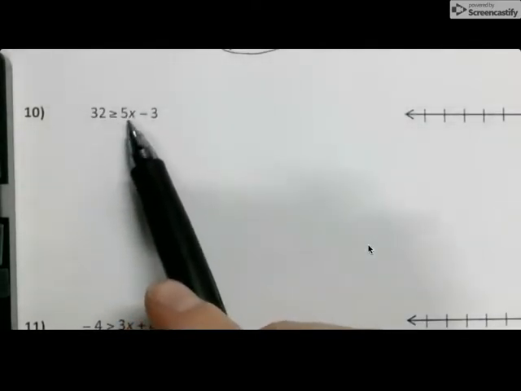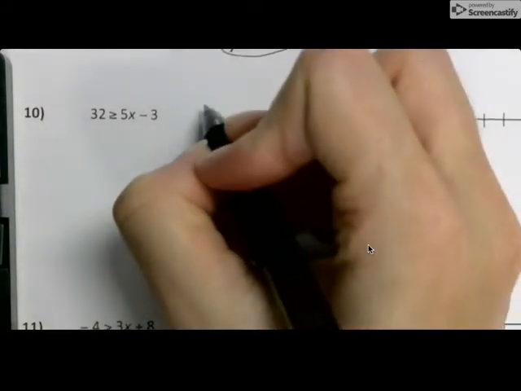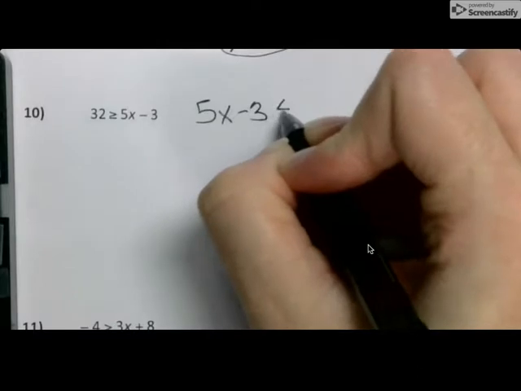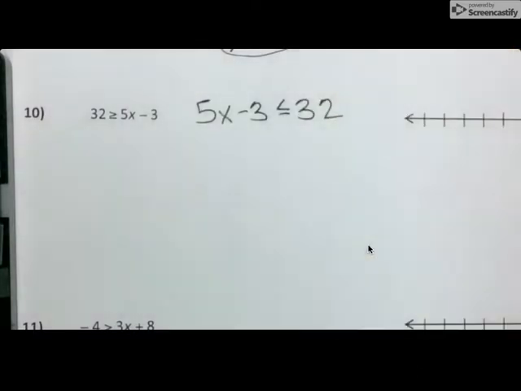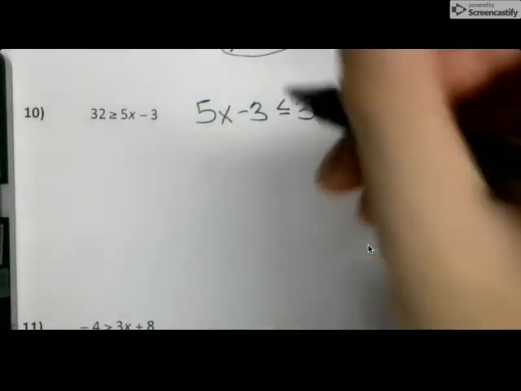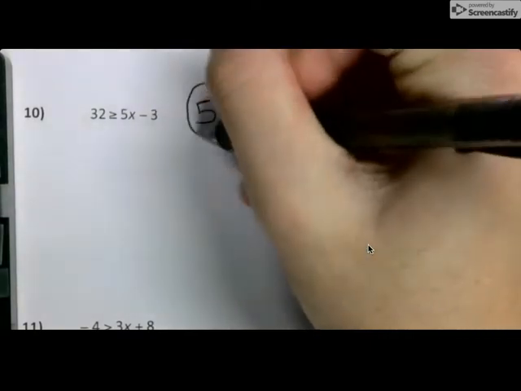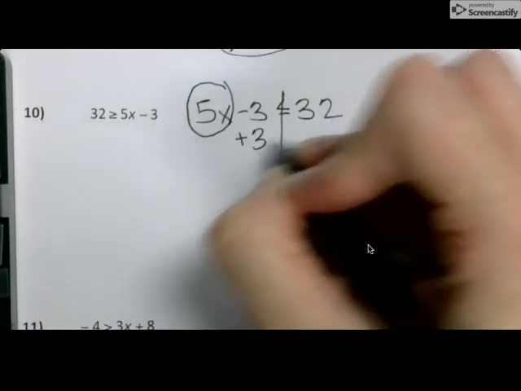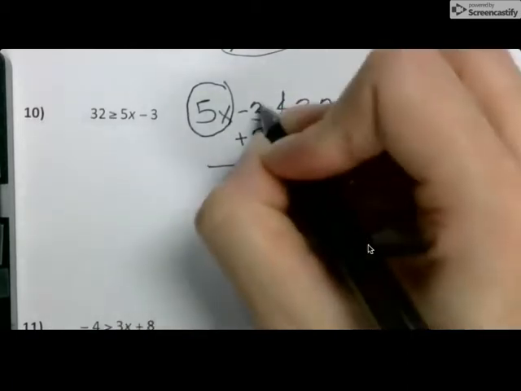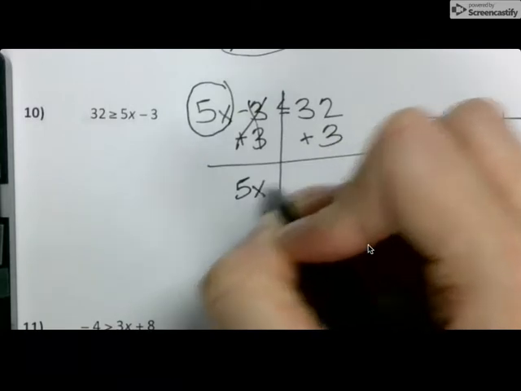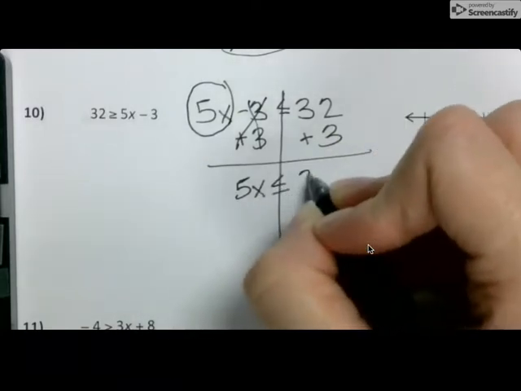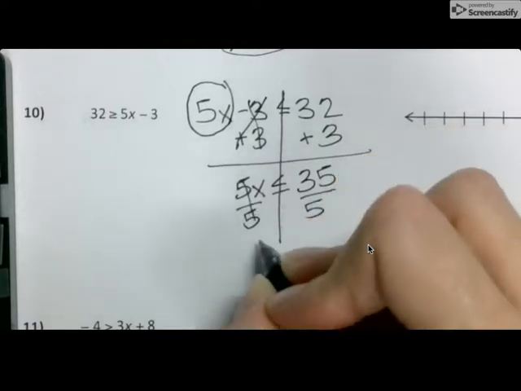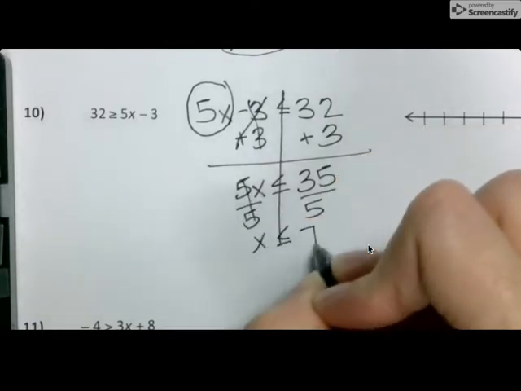32 is greater than or equal to 5x minus 3. Again, let's move that around. So 5x minus 3. The alligator mouth opens up to the 32, so I need to keep it opened up to the 32. Draw my barrier, circle the thing I want to get alone. The inverse of minus 3 is plus 3 on both sides. 5x less than or equal to 35. Divide by 5. X is less than or equal to 7.